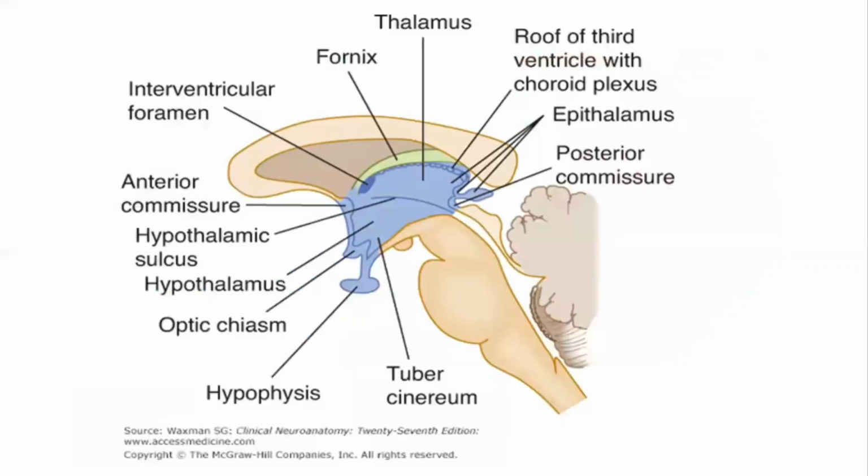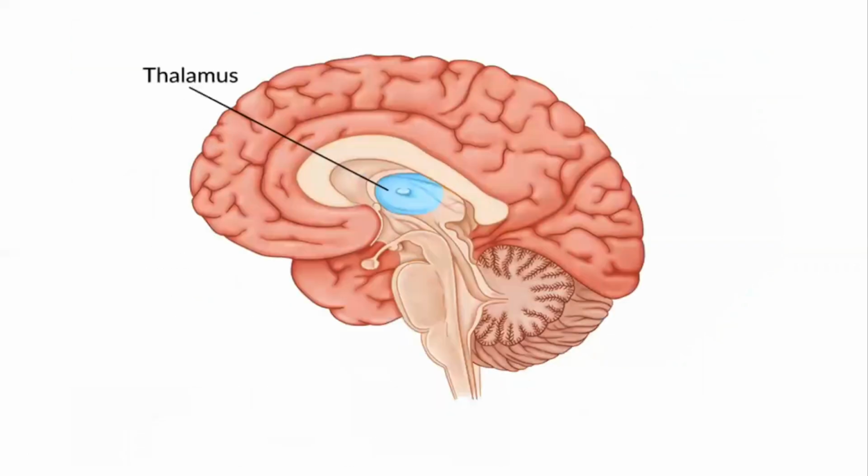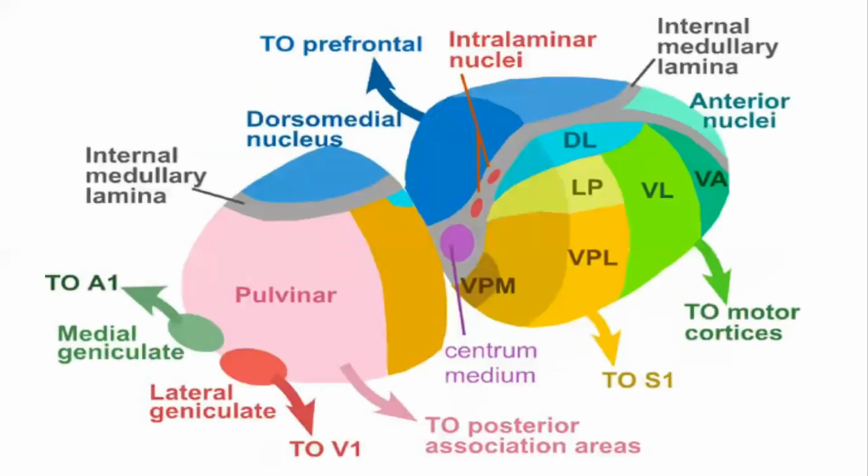We will start with the thalamus. This is the location of the thalamus. It's located inferior to the corpus callosum and in between the right and left cerebral hemispheres. And these are the nuclei of the thalamus.